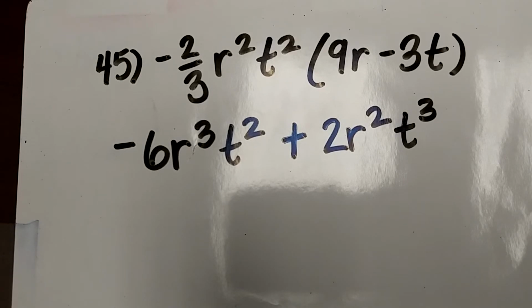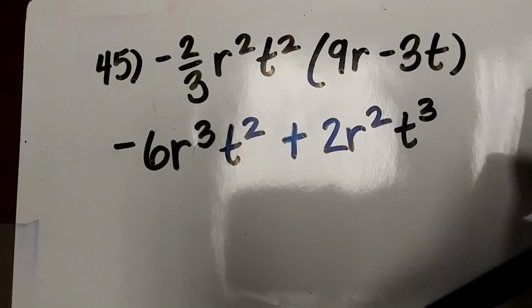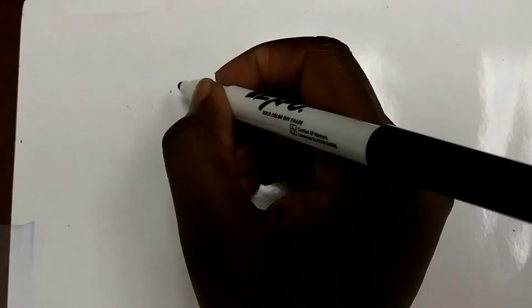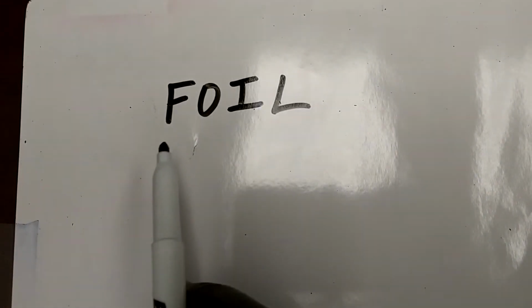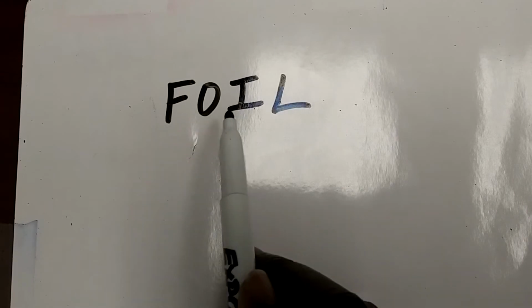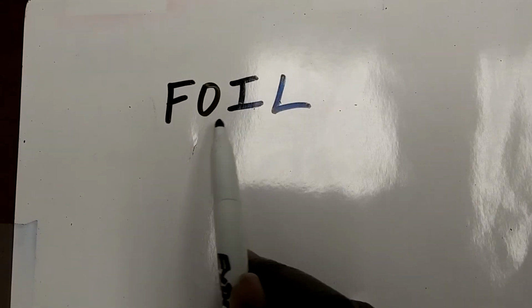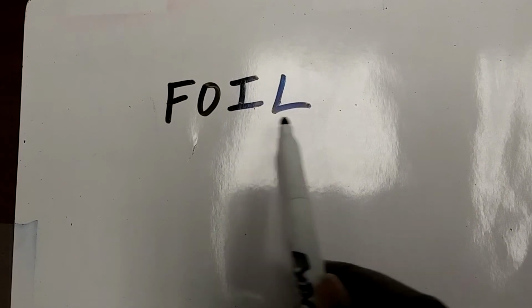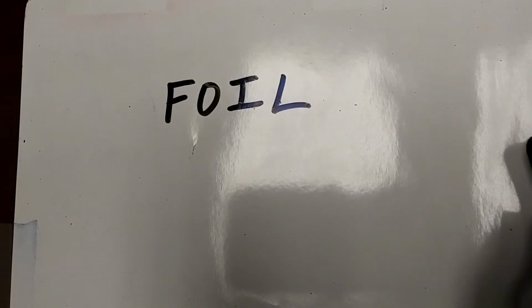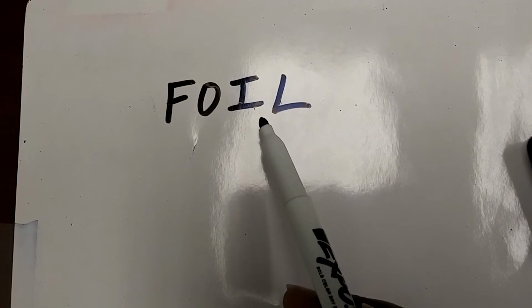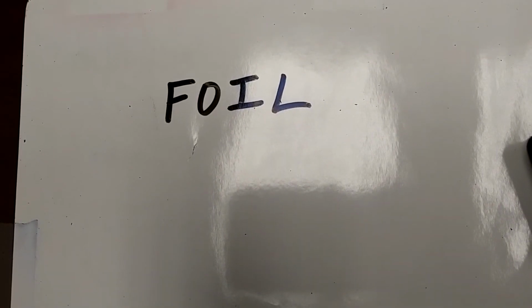Look at number 51. It says find each product. Now I know that the word product means the answer to a multiplication problem. We're going to apply the FOIL method. We know F represents first, O outside or outer, I inside or inner, L for last. So you usually apply the FOIL method when you're dealing with binomials, and we know binomials are two terms. So they have a binomial times another binomial. We apply the FOIL method.